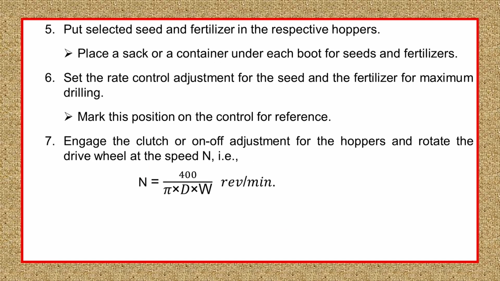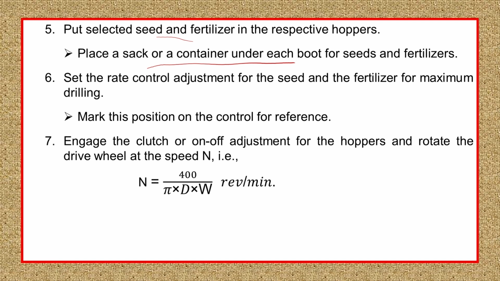Meanwhile, we will also put a container or a sack at the individual furrow openers in order to receive the seeds or fertilizer being metered by the metering mechanism. We will keep the container at each furrow opener, and they will collect the seed as the metering mechanism rotates. We will also select the seed and fertilizer for which the seed drill is being calibrated.